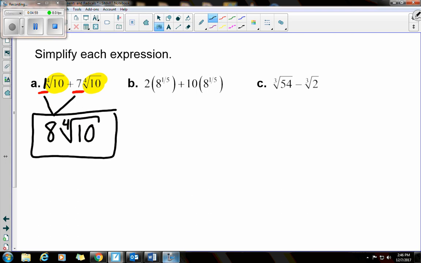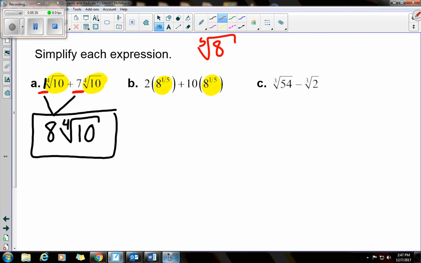Okay, now taking a look at letter B. Kind of the same concept, really. Look at what we have here. We have 8 to the 1/5 and 8 to the 1/5. Okay, again, if we were to change that 8 to the 1/5 into our radical form, it'd be the 5th root of 8. Now, is the 5th root of 8 going to turn out to be a nice number? No, it's not. Okay, so let's just keep it as 8 to the 1/5.